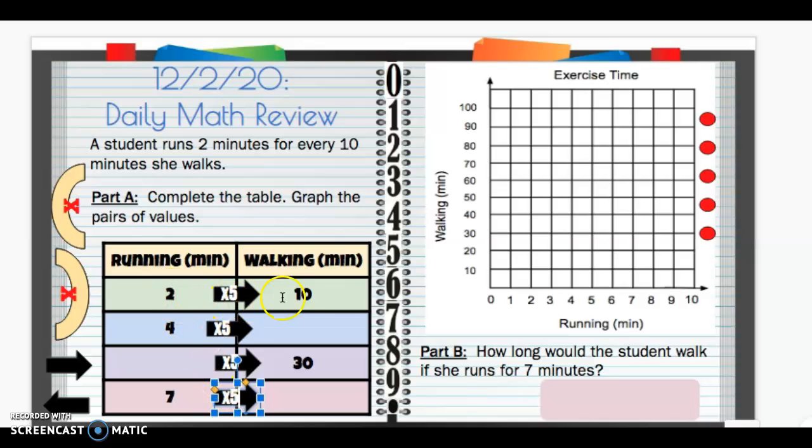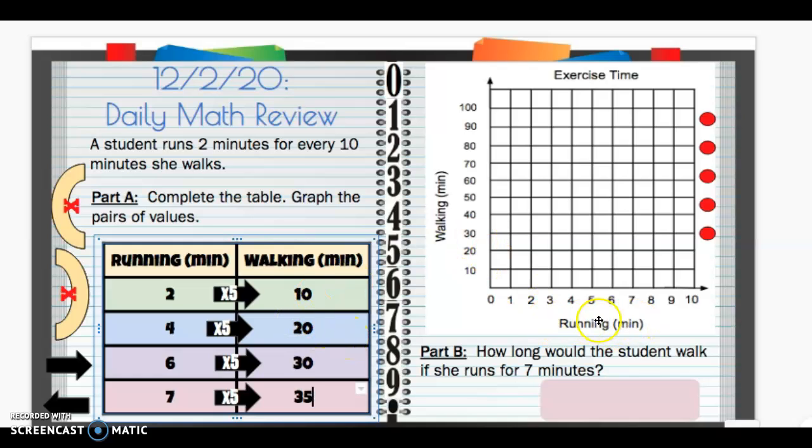All right, so 2 times 5 is 10. 4 times 5 is 20. Well, what times 5 gives us 30? We get 6. And 7 times 5 is 35. So now we have to graph the pairs of values.